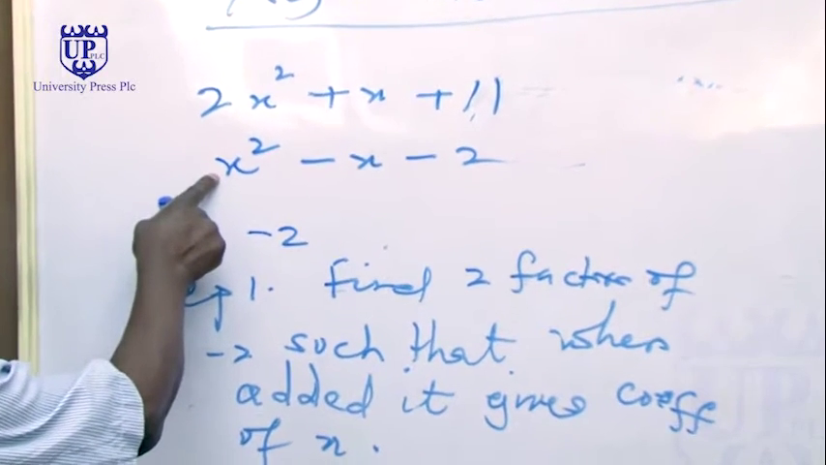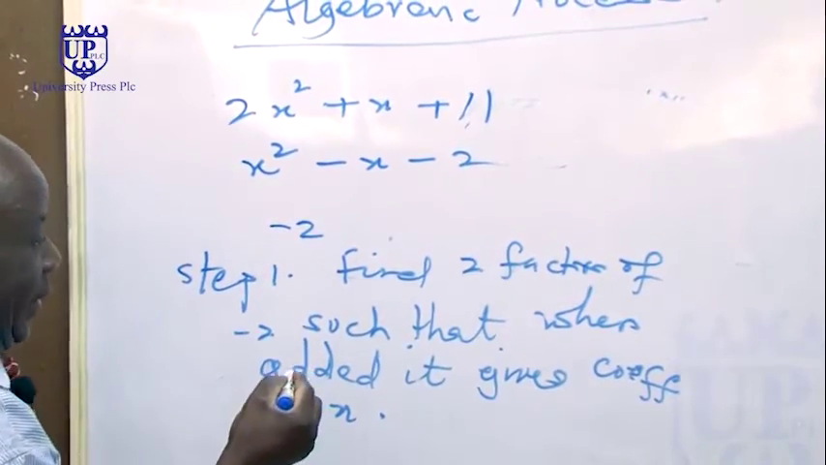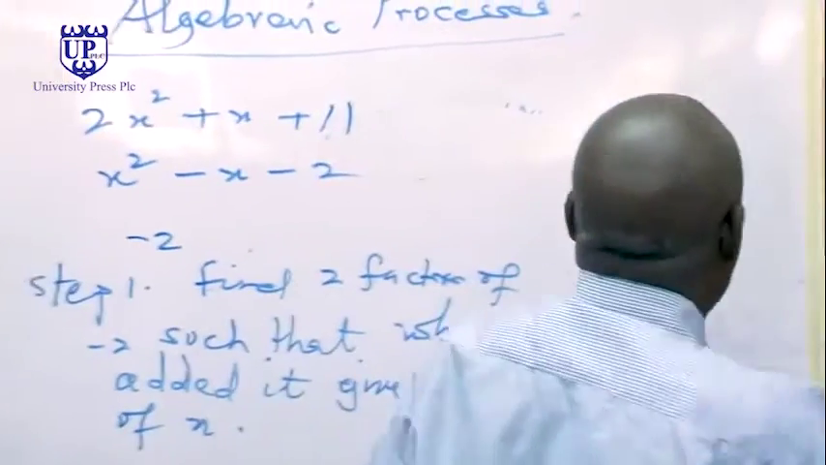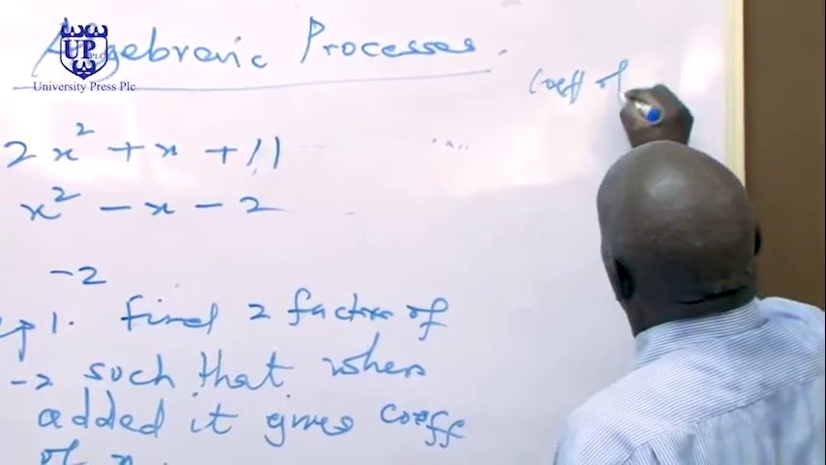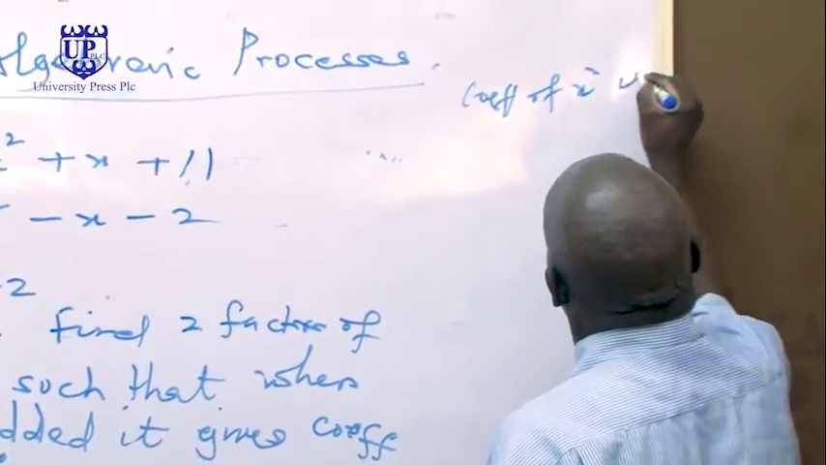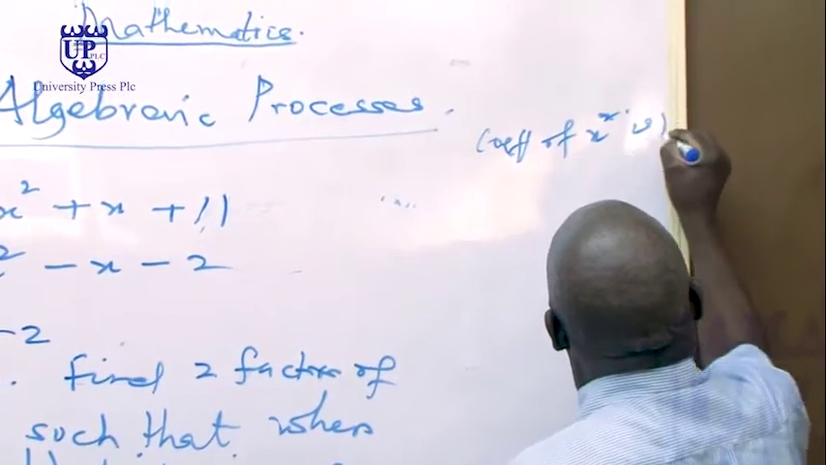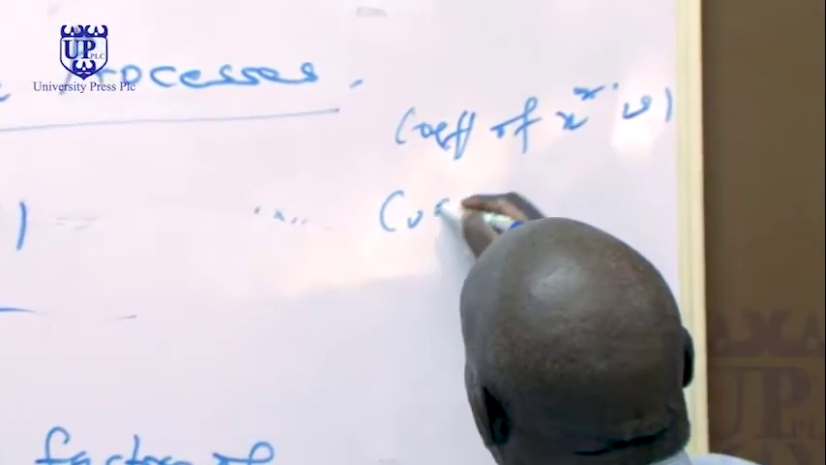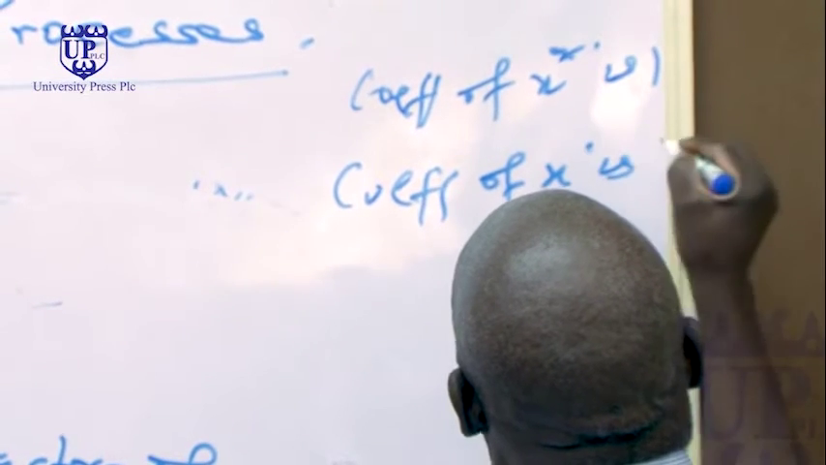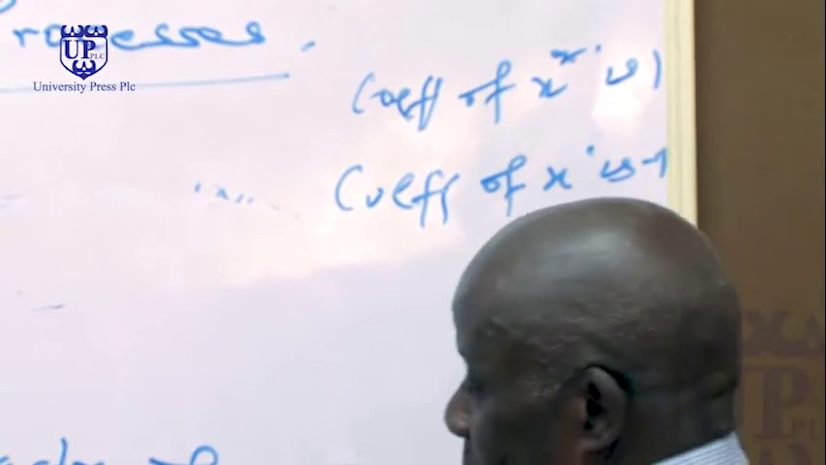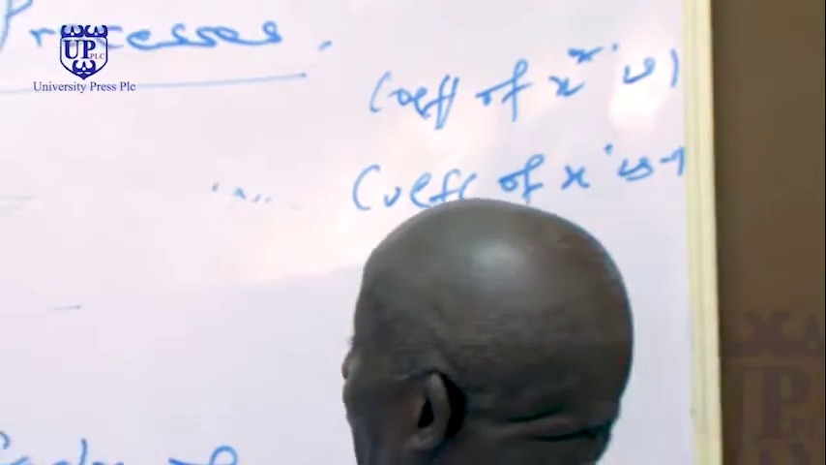The coefficient of x squared, let me write it down for you, is 1. The coefficient of x is minus 1. This one is the same thing as minus 1 times x. Constant term.